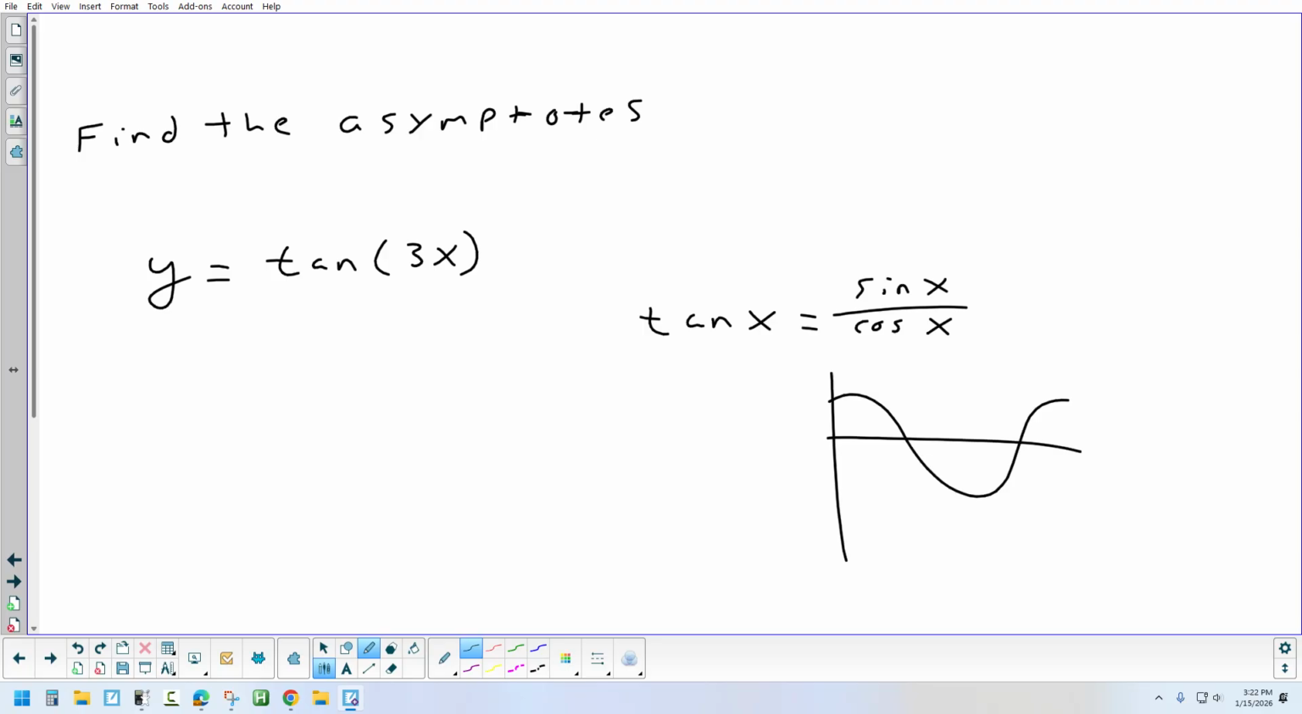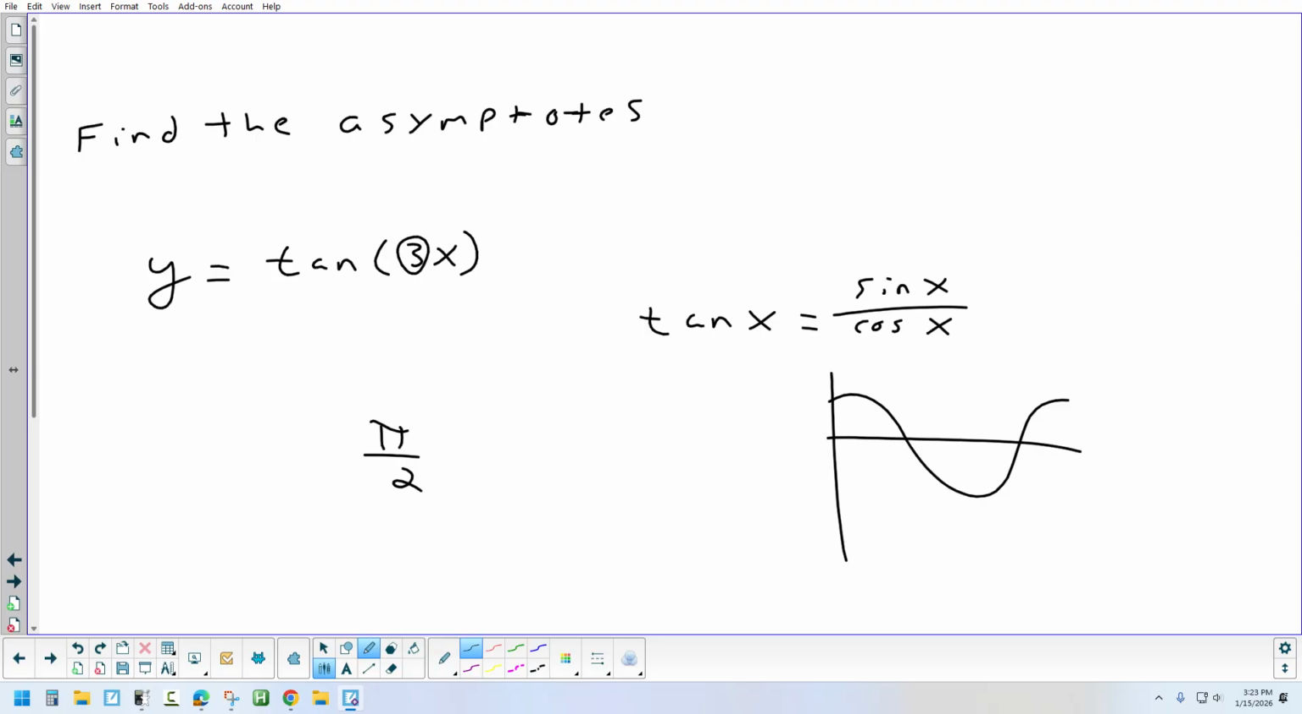Cosine looks like this. When is the first time that cosine crosses the x-axis? Yep, pi over 2. That is the first asymptote that I'm looking for in tangent. So if I didn't do any transformations, the asymptote would be pi over 2.